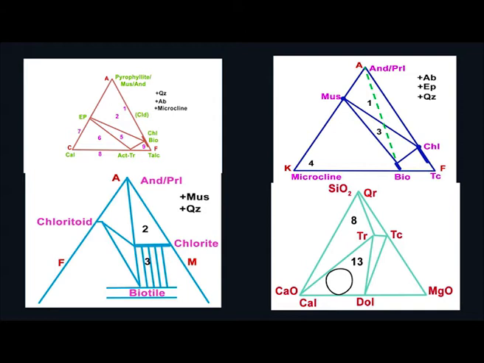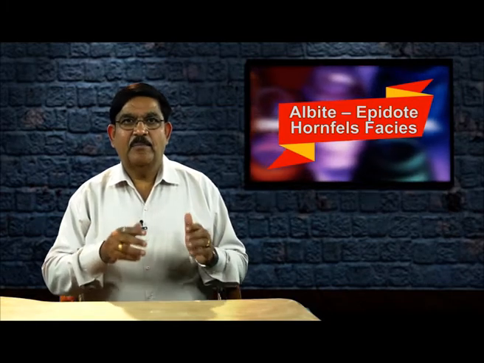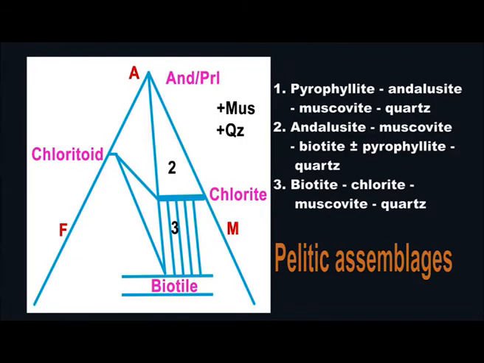Typical assemblages shown in figures ACF, AKF and AFM are: A. Pelitic assemblages, pyrophyllite, andalusite, muscovite, quartz. Second, andalusite, muscovite, biotite plus or minus pyrophyllite, quartz.